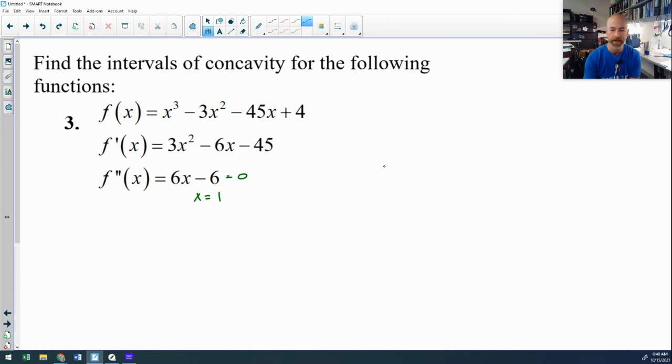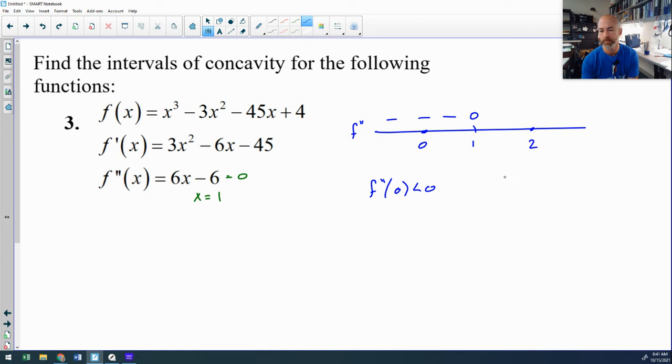So now that I have my hypercritical number of 1, I'm going to go do my number line. This number line does represent my second derivative. 1 was the only hypercritical number, and it does indeed make my second derivative equal 0. I pick a test point on the left side of 1, a test point on the right side of 1, and this one's going to be pretty quick because it's very easy to plug into 6x minus 6. F double prime of 0 would be negative. F double prime of 2 would be 6 times 2 minus 6. That's positive.